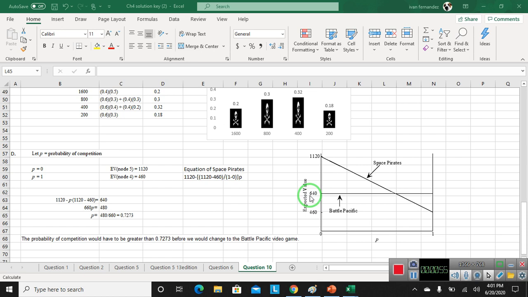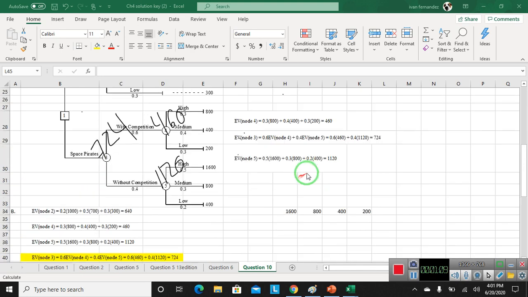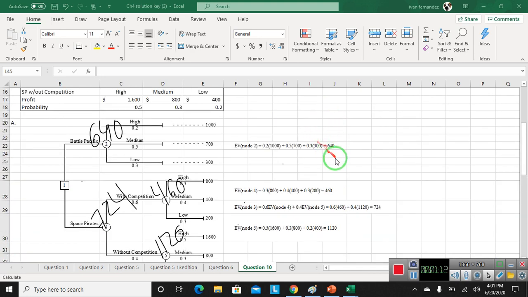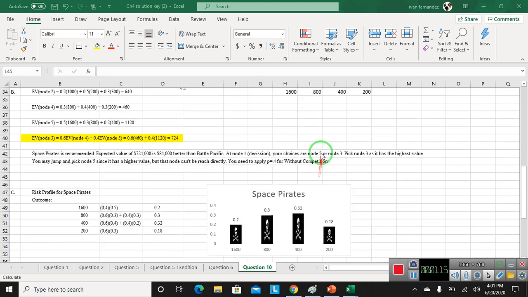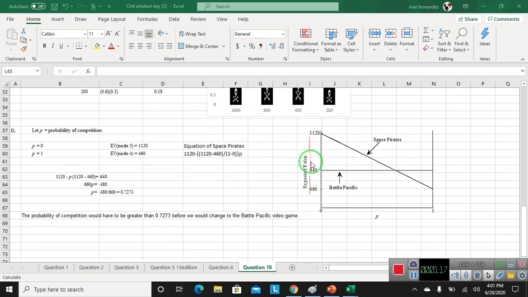So we're going to create a chart like this. This is how you do it. You create a chart that looks like a box. On the y-axis, you're going to have the expected values, and you get the expected values from all the nodes that you have here. And then the horizontal axis, the x-axis, is going to be P, probability. Probability is going to go from 0 to 1, from 0 to 100. And this probability is the probability of competition.